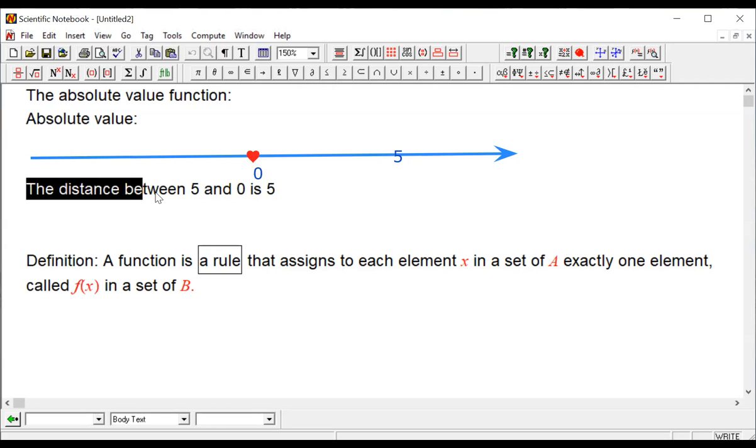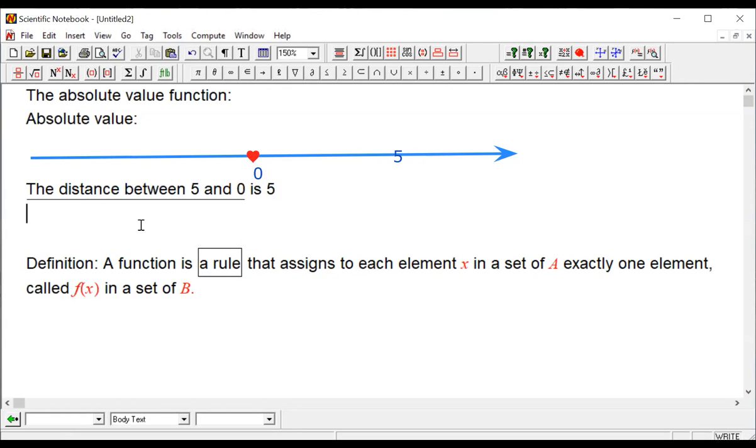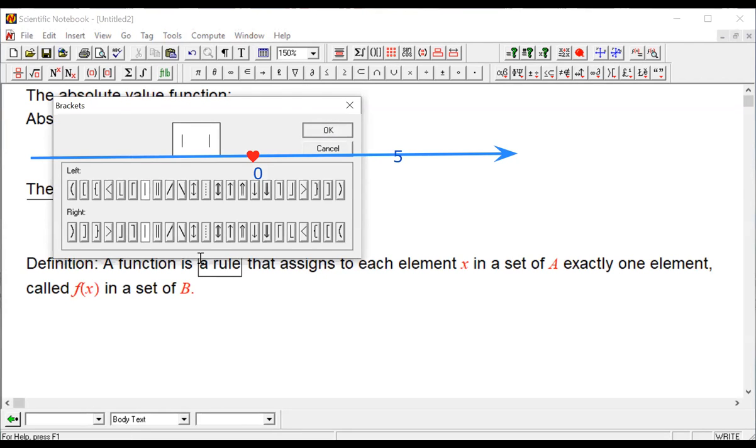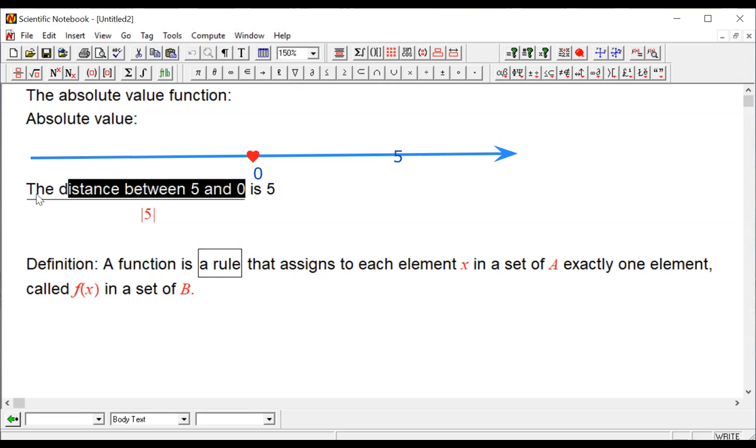But for the distance between one number and the origin, this part alone, we're going to use a shorthand notation. That shorthand notation is absolute value of 5. So this notation represents the entire phrase, and it equals 5.